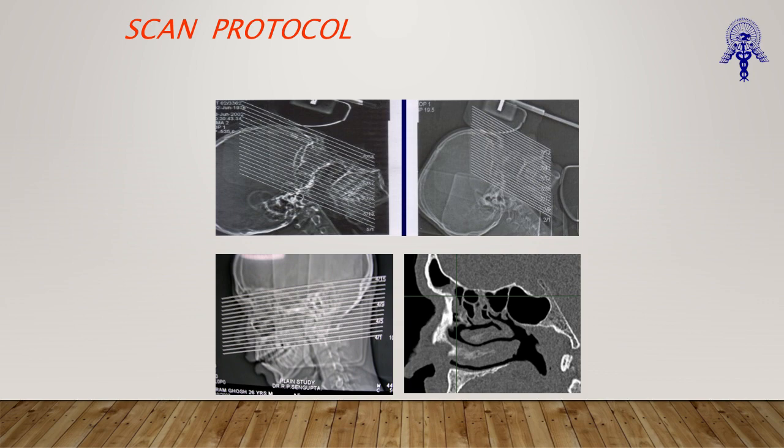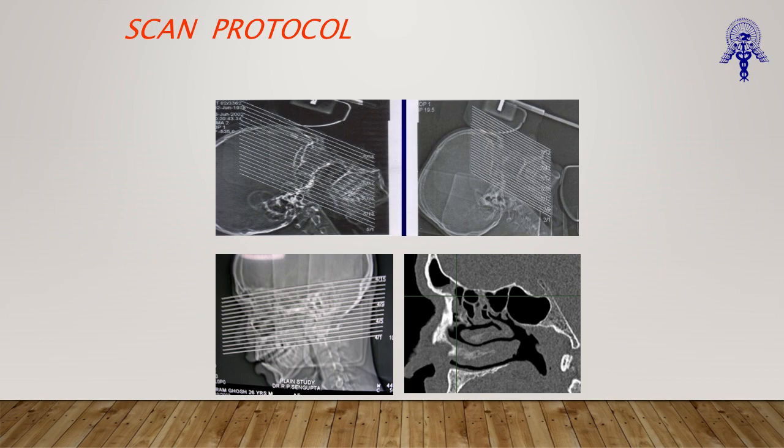Anyone? Triplanar, 1 mm cut. Okay. Triplanar means axial, coronal and sagittal. Mainly the scan is taken in the axial plane, and there is coronal and sagittal reconstruction. So you need to see the structures in every plane. Number one. Number two, what more?